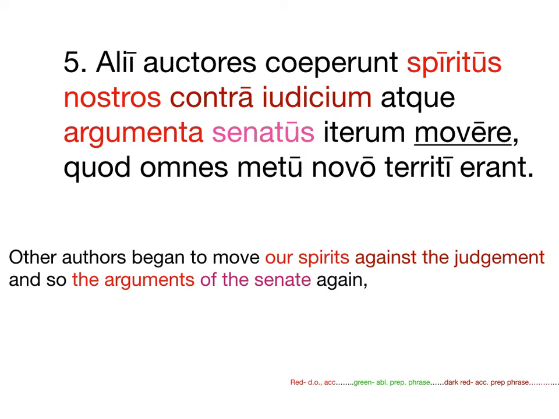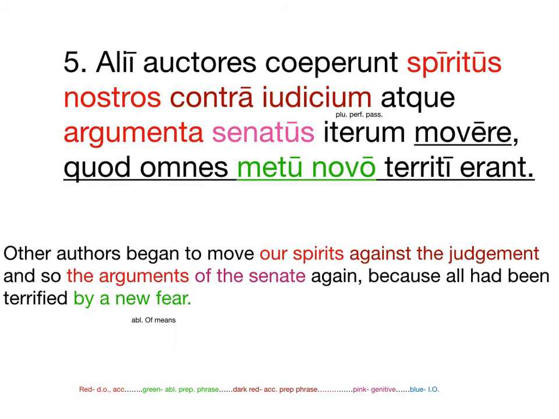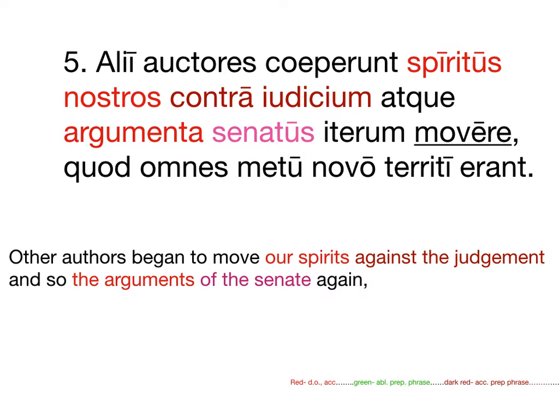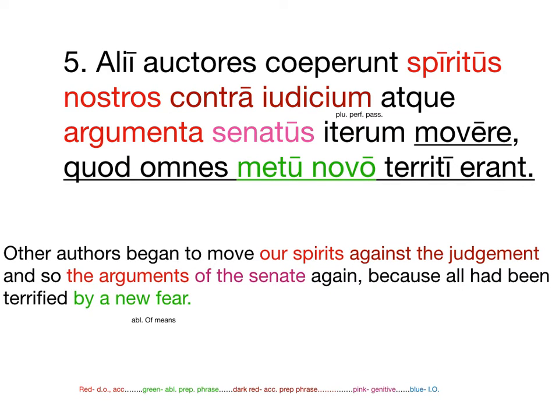And some people thought it was just errant. It's actually territi errant, from terreo, terrere. And is that perfect passive or pluperfect passive? Because it's definitely one of them, right? The only verbs we have that show up in two chunks like that are perfect passive, pluperfect passive, or future perfect passive. This guy, because it's erant, is pluperfect passive. So it's because everyone was terrified or has been terrified. Or I'm sorry, had. Because it's pluperfect, it's going to be had. So because all had been terrified by metu novo, by a new fear, ablative of means. Yep, metu novo go together, ablative of means.